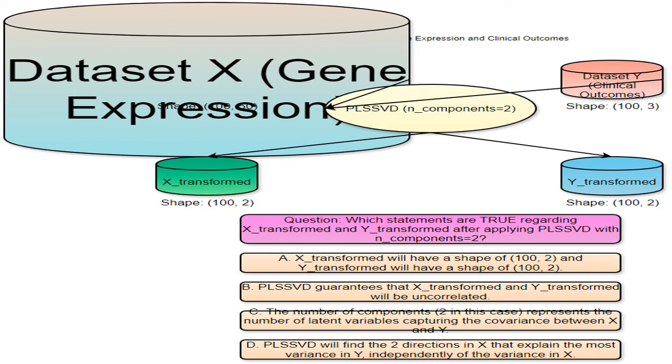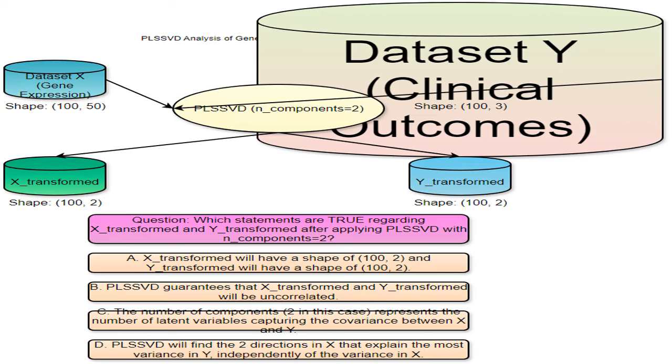I see that dataset X represents gene expression data. It's a matrix with 100 samples and 50 gene expression measurements for each sample. Think of each row as a patient, and each column as a different gene. This dataset, Y, contains the clinical outcomes for the same 100 samples. It has 3 different clinical outcome measurements per sample, such as maybe survival time, tumor size, and a disease severity score.